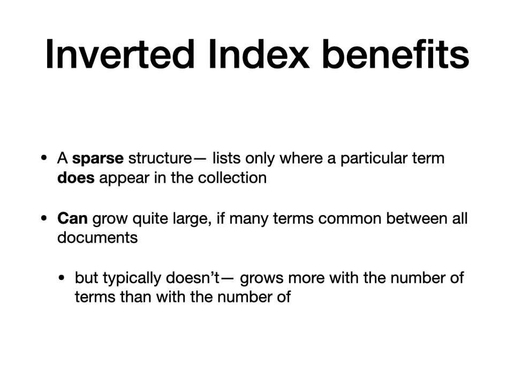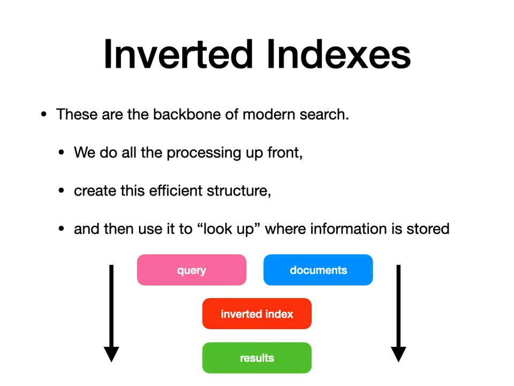But typically, it doesn't grow like that. You're going to have a lot of terms across all your documents, and each term is going to show up in a few places, not every single document, right? So that leads to a very lightweight structure that allows you to fairly quickly say, okay, if I'm looking for these two terms, here's a short list of where they both appear. I need both of them. I'm going to narrow those two lists down and figure it out, right? So these are the backbone of modern search.